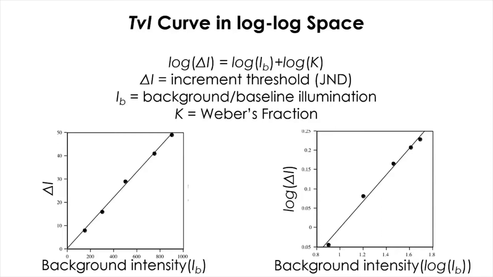Because Weber's law holds over several orders of luminance, it is convenient to use the log form instead of a linear form. If you take the log on both sides of the equation from the original Weber's law, then the constant K and the background intensity are decomposed as in this equation. In this log form, if we plot the log increment threshold against the log background luminance, then the graph will still be a straight line, but now the slope is 1 instead of K, and the log K term becomes the y-intercept.